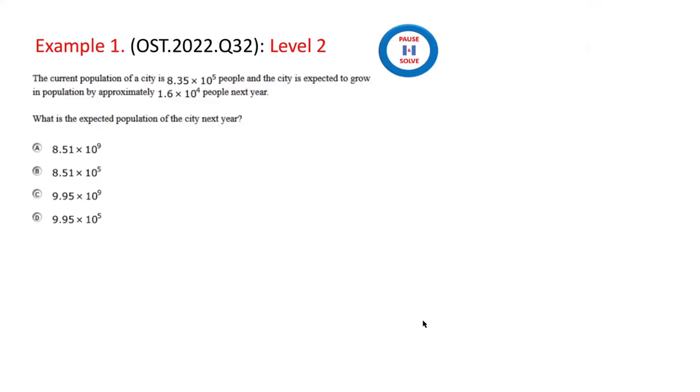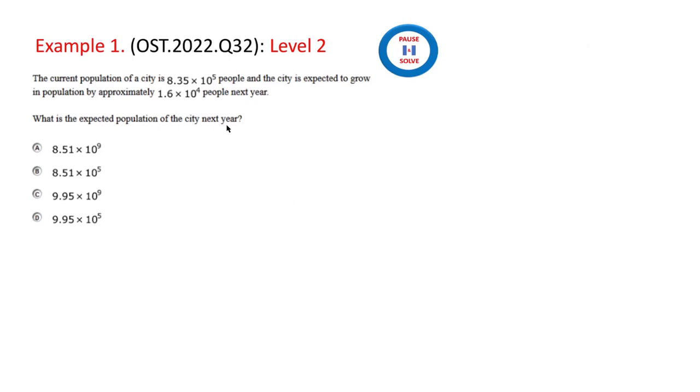Now we get to the questions. This first question was in 2022. It's a level 2 question. Every time you see these pictures, you may pause the video and do the problem on your own and come back and compare it with the solution. The current population of a city is this in scientific form, people, and the city is expected to grow in population by approximately this people next year. Which is the expected population of the city next year?